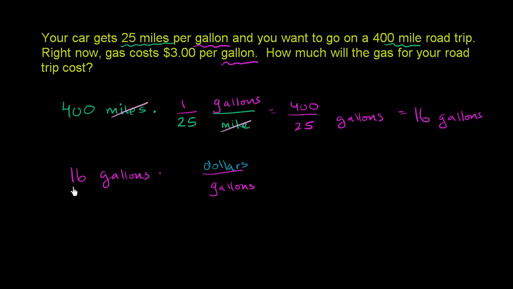This happens at the fuel pump every day. Hey, it's $3 per gallon. I'm going to fill up 16 gallons. Hey, 3 times 16. So let's do that. So it's $3 per gallon. We see the gallons cancel out, and we are left with 16 times $3, which is the same thing as $48. And we are done.